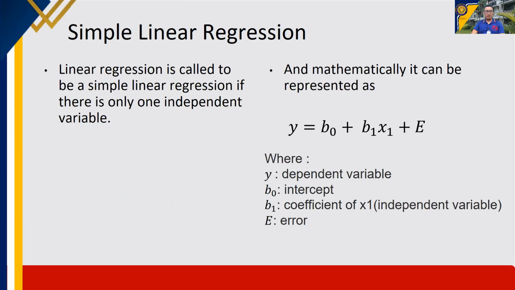So a simple linear regression, as we were talking about, is called a simple linear regression if there's only one independent variable. Mathematically, it can be represented as y equals b0 plus b1 x1 plus e, where y is the dependent variable, b0 is the intercept, a while ago I showed you that it's an alpha, b1 is the coefficient of x1, the independent variable, and e, or epsilon, denotes the error.